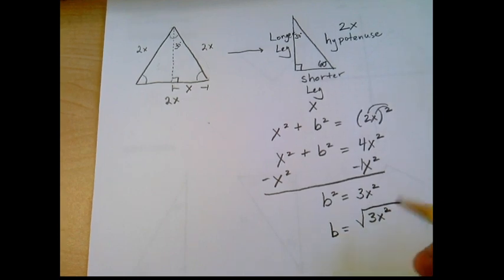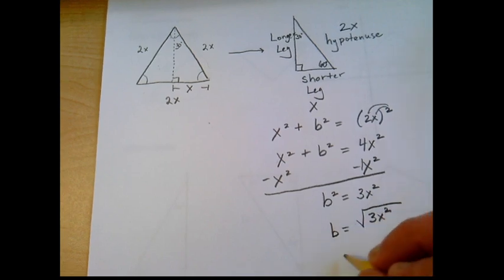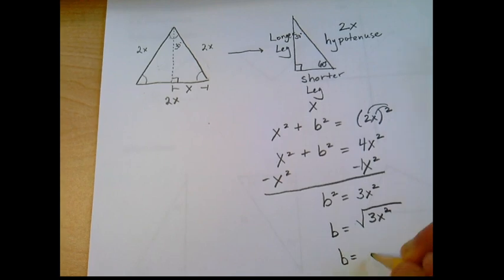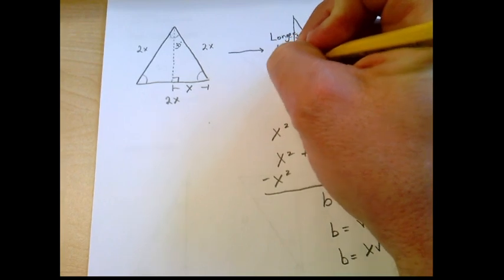Now I can do some more work with this, because we know a square and a square root cancel each other out. I could also make up a number here to help you visualize this. If I made this 4 squared, that's 16. What's the square root of 16? It comes out as just a 4, or just the x. So the length of the longer leg is going to be x square root 3. Okay, so x square root 3.